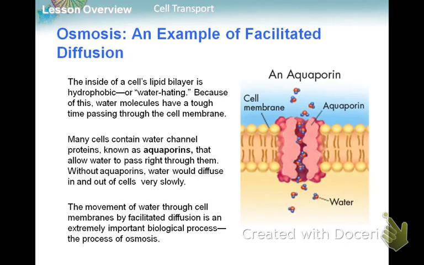The inside of the phospholipid bilayer is hydrophobic. We talked about this, water hating. Because of this, water molecules have a tough time passing through. So there are water channel proteins called aquaporins that allow water to pass right through. The movement of water through membranes is called osmosis. Osmosis is diffusion of water.